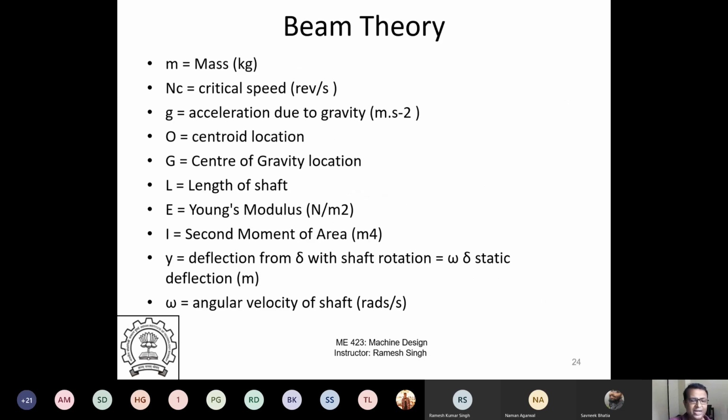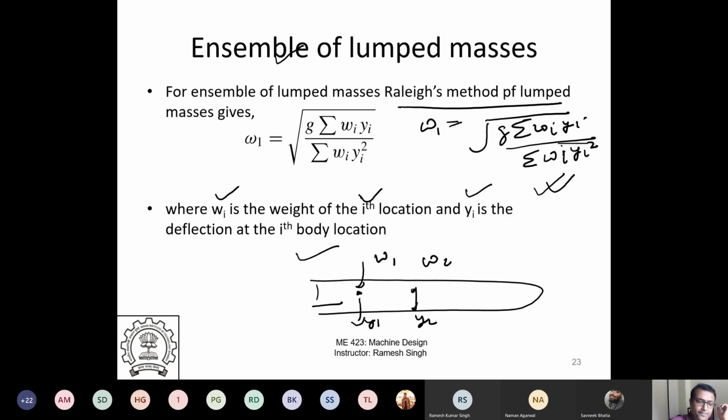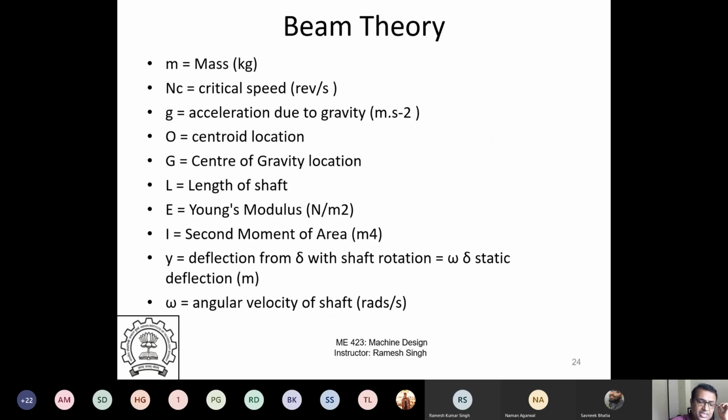So basically I'll derive, from beam theory, I can do something like this. I know m is the mass, omega c is the critical speed, g is the gravity, o is the centroid location, g is the center of gravity location, l is the length of the shaft, e is the modulus of elasticity, I is the second moment of area or moment of inertia, and y is the deflection of the shaft with rotation, and omega is the speed of the shaft.